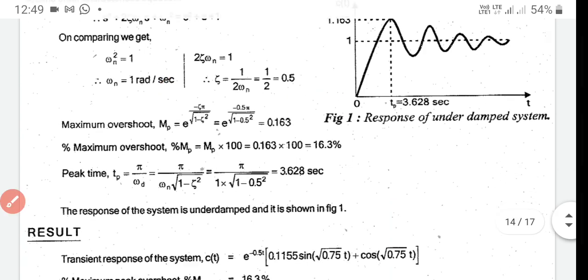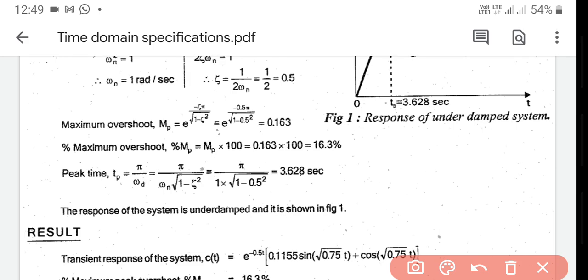Now the maximum peak overshoot MP is equal to e power minus zeta pi by square root of 1 minus zeta square. So substituting the zeta value here, you will obtain the value as 0.163. That is the maximum overshoot. Percentage of maximum overshoot is nothing but MP into 100. So what will be the value? 16.3.